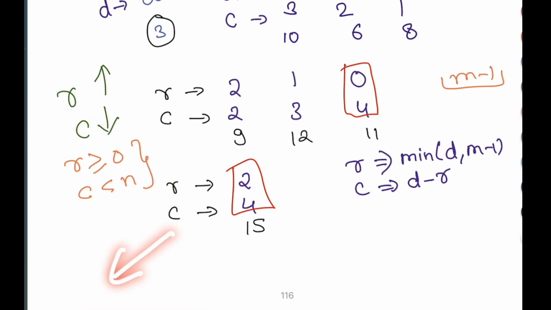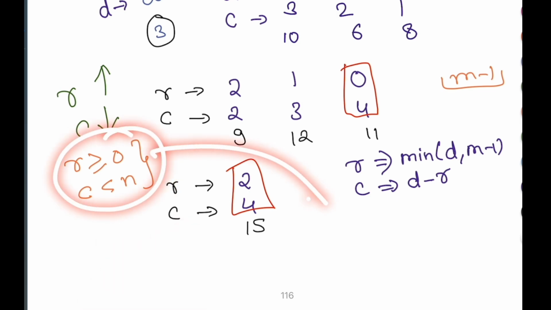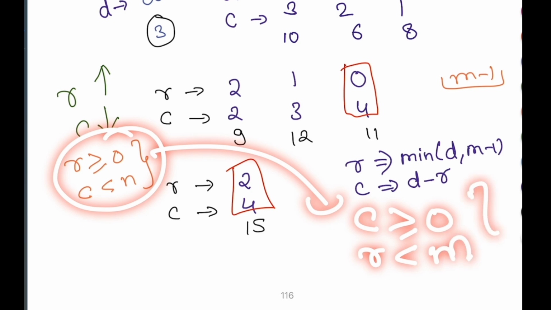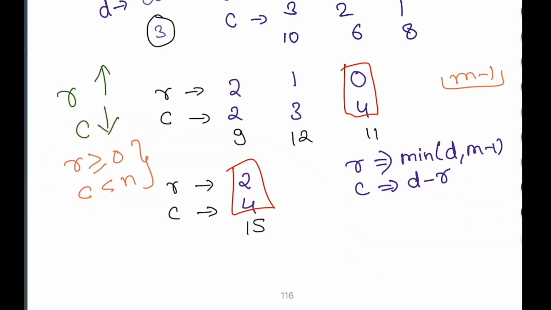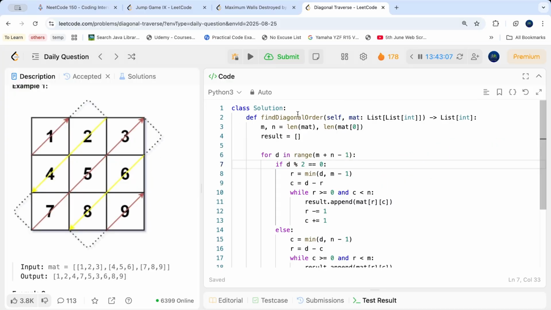For downward direction, for this condition, the opposite is when c should be more than equal to 0 and r should be less than n, or it should actually be m, because the number of rows, right? So the whole logic is just going to be reversed when we are traversing in the downward direction. Let me go through the code. Let me try to explain you the code and you will understand everything.